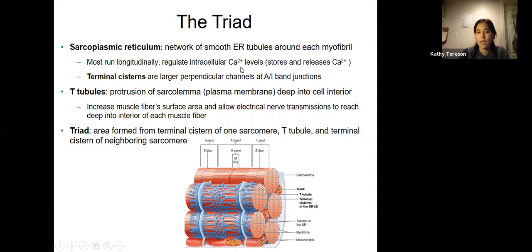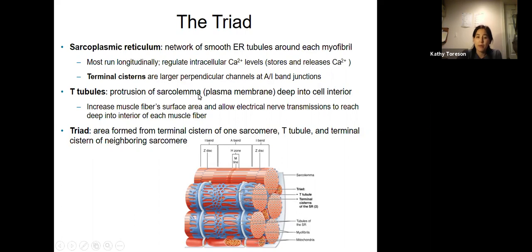And again, I want to make sure I highlight the role of calcium, because I do think that I accidentally didn't discuss it very much last week. All right, so the triad is essentially the connection or the junction between the cell membrane, the sarcolemma, and the sarcoplasmic reticulums.